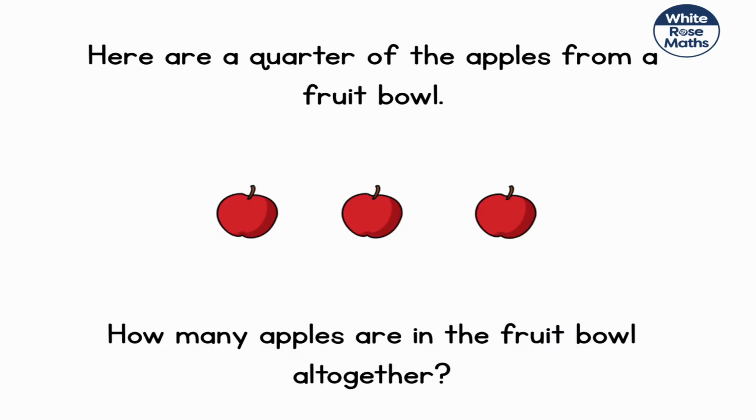Right, guys, last question for today's video. Here is a quarter of the apples from a fruit bowl. So a quarter of the apples equals 3. How many apples are there in the fruit bowl altogether? So a quarter of an amount gives me 3. A quarter of A gives me 3.